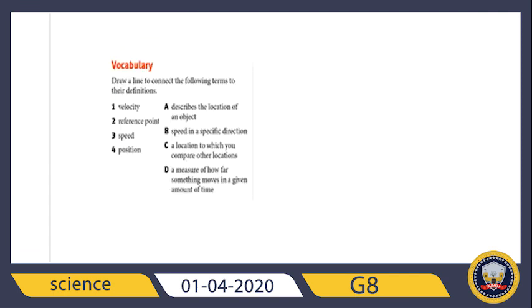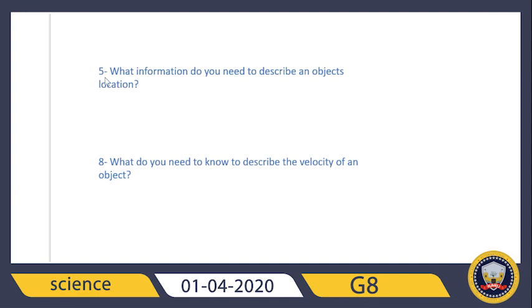So guys, questions 1 to 4 will be homework for you. You need to draw a line to connect these 4 terms to their definitions. This is going to be easy, inshallah. For question number 5, guys, what information do you need to describe an object's location? Remember our first slide in the previous lesson, we said that an object's location is described using what? Using a position and a reference point. So we need to know the position of the object and a reference point.